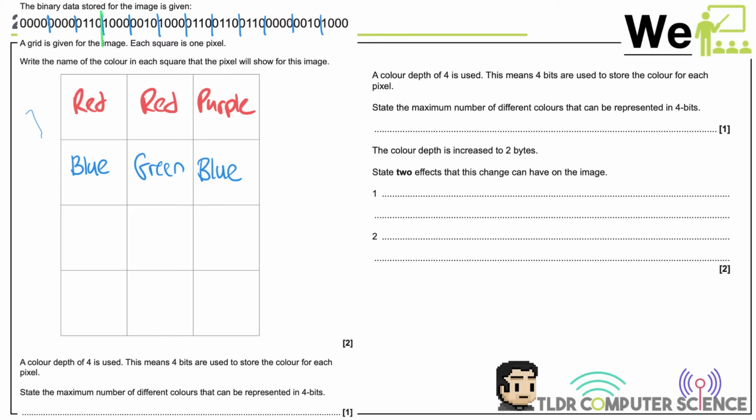Guys, what's next? Oh, I've just noticed this. Oh, we've got a bottom row as well. Oh, God. Purple, purple, purple. Is it? Purple. I want to be lazy by doing purple, purple, purple.